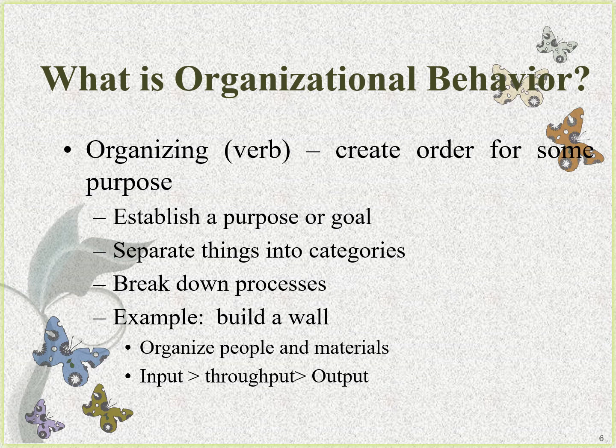For example, if you want to build a wall, you need to organize people and materials, and these people and materials work as an input, and the processing which takes place in this process is basically the throughput, where some activities are performed, and the outcome, the output, is a built wall. So we are able to build a wall by using this organizing principle.